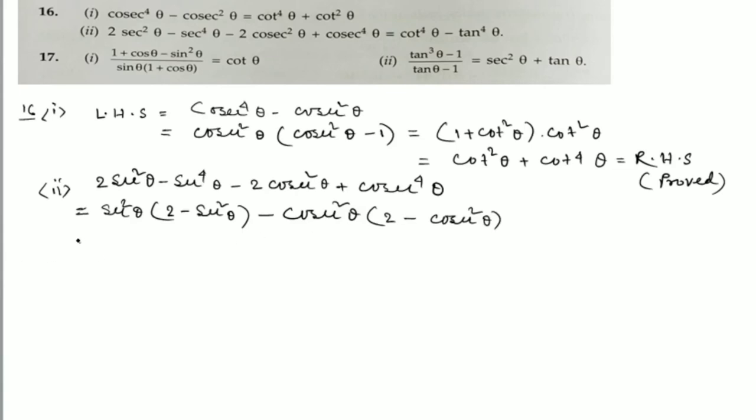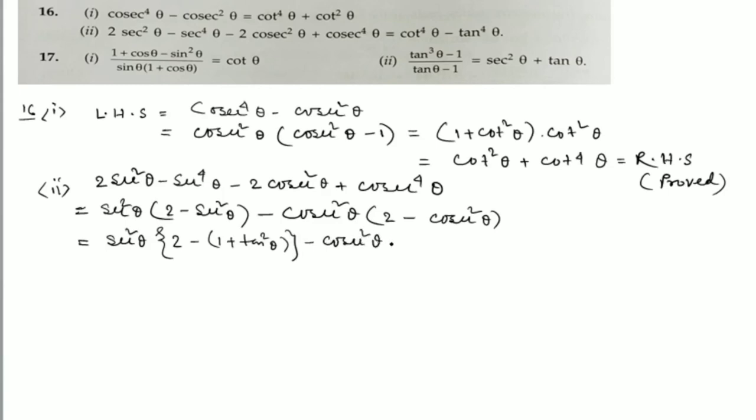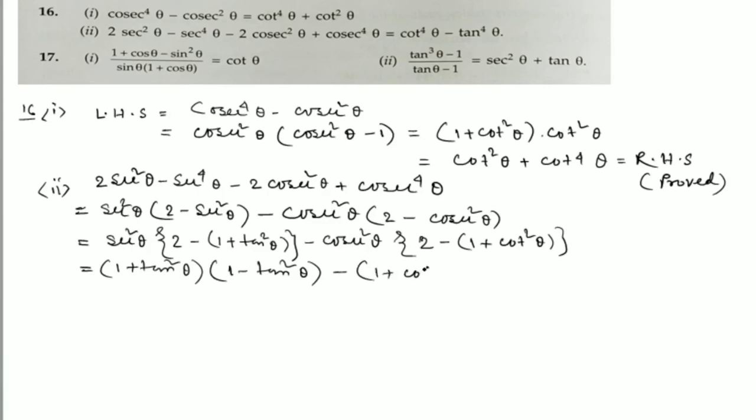Okay. Next, you can see sec square theta into 2 minus sec square theta. So sec square theta means what? 1 plus tan square theta. And cosec square theta, it is the same, we can write it as 2 minus cosec square theta, and cosec square theta means 1 plus cot square theta. So now we convert sec square theta into tan square theta, so it will be 1 plus tan square theta, and here it is 1 minus tan square theta. Similarly, here cosec square theta means 1 plus cot square theta, and from here 1 minus cot square theta.